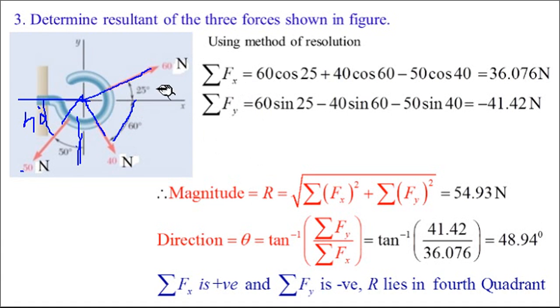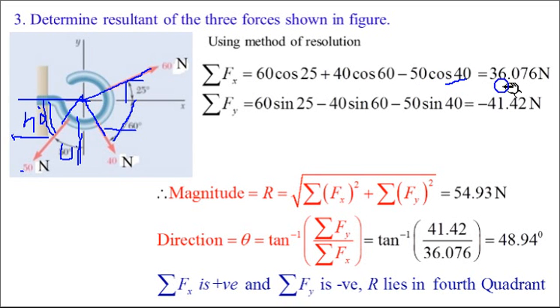So what will be summation of Fx? This 60 cos 25, in x direction. The second one is this 40 cos 60. And the third one is minus 50 cos 40. So this is minus, why minus? This component in x direction is negative, and the angle will be 40 degrees, not 50. 50 is with vertical. So here we take cos 40.